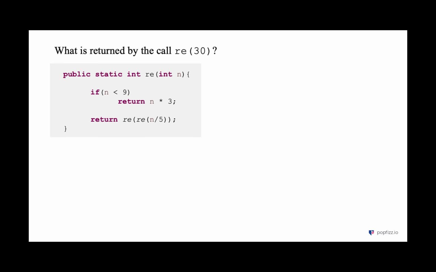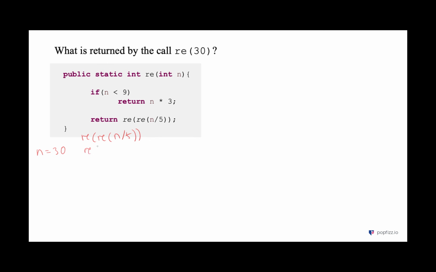Last question. What is returned by the call re(30)? This one's a bit tricky because if you look at the last recursive call, we have a recursive call inside a recursive call. So I'll give you a minute to take a look. So let's begin by rewriting the last return statement, and begin with n equals 30. And 30 does not meet the base condition, so we'll execute the last return statement. Well, this looks like there's a lot happening here, but don't worry. We're going to take care of what's inside the parentheses first. And trust that this will take you somewhere and it will stop at some point.